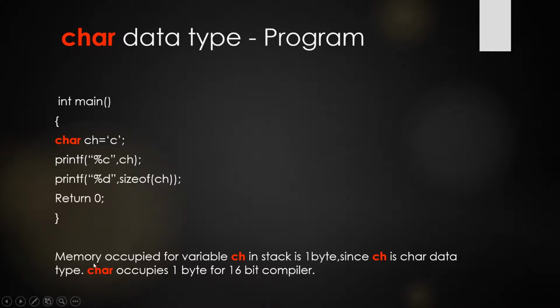Same thing I have written here. Memory occupied for a variable ch in the stack is 1 byte. Since ch is a char type, char occupies 1 byte for the 16-bit compiler.